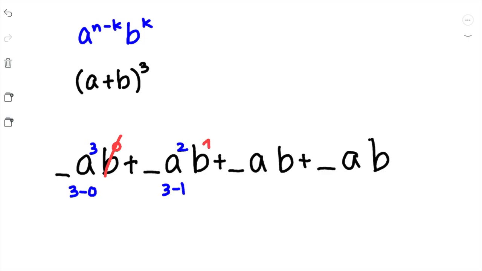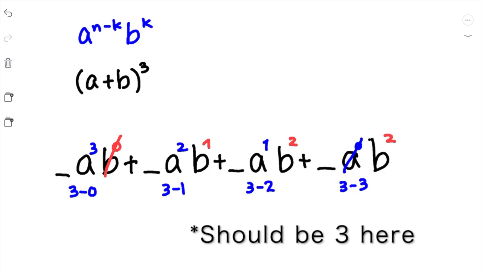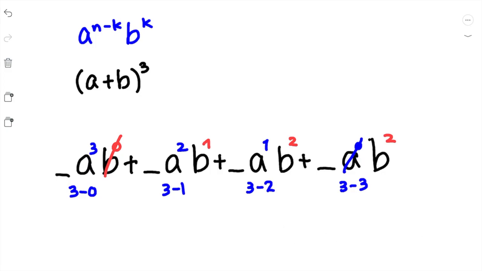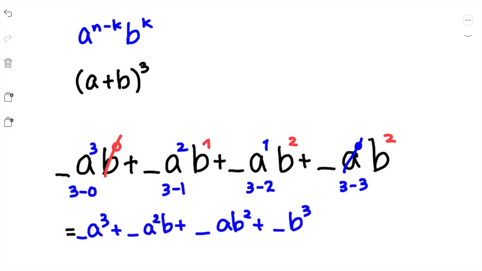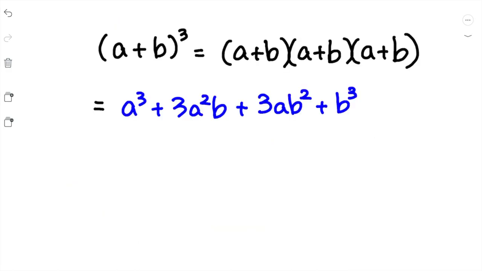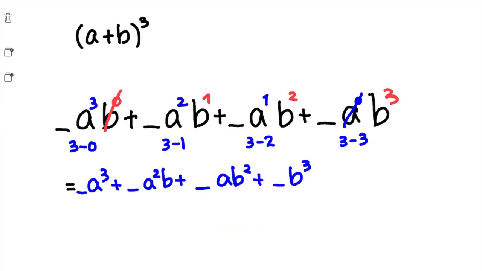The third term, a's exponent will be 3 minus 2, so 1. B's exponent will be 2. The fourth term, a's exponent will be 3 minus 3, so 0, so we don't have to write a here. And b's exponent is 3. If we string all that together, we see that the exponents on the a and b's correspond with what we had earlier. Now we have taken care of the exponents.